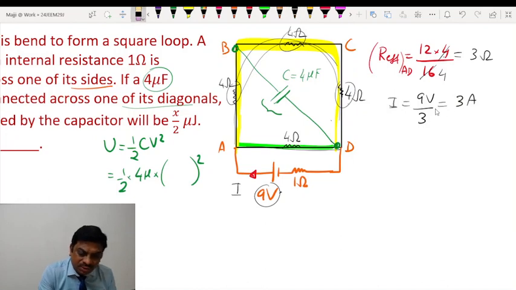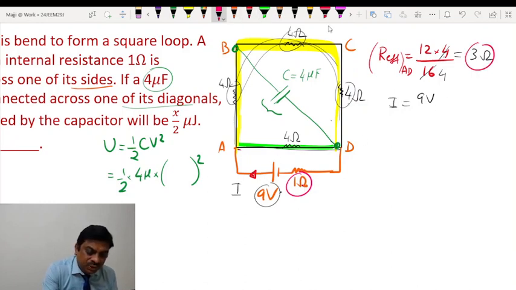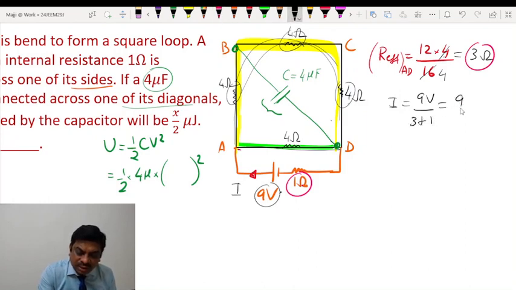Sorry, I'm sorry students. There is a 1 ohm internal resistance of the cell here, students. So the equivalent resistance is 3 plus 1. So the current drawn from the cell will be 9 upon 3 plus 1, that is 9 by 4 ampere.